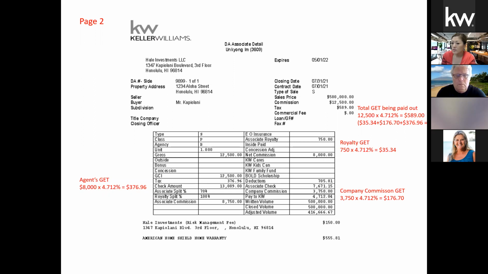When you look at the associate royalty of $750, that amount is also receiving GET because it's the commission amount that's going to be getting their 4.712% portion of that commission breakdown. So if you take 750 times the 4.712% GET, the royalty portion is getting $35.34 on GET.